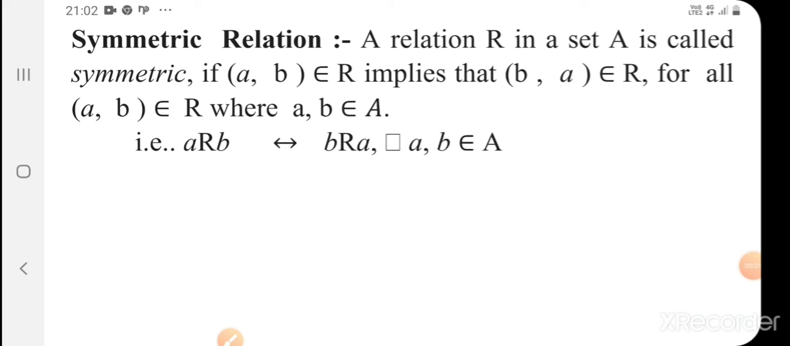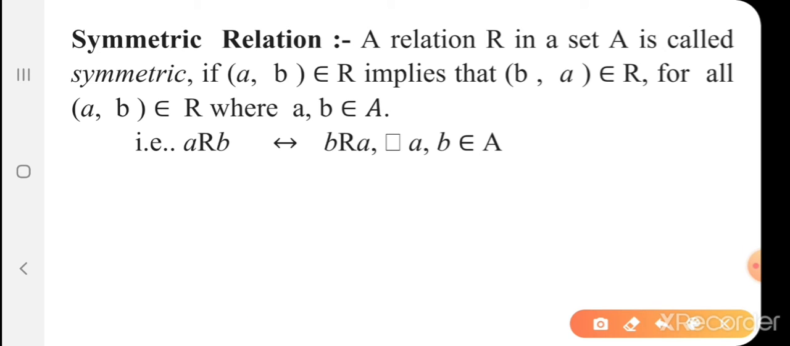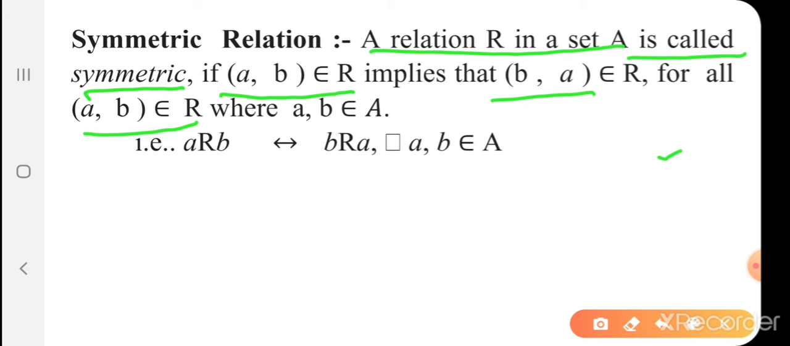Next we discuss the symmetric relation. A relation R in set A is called symmetric if (a, b) belongs to R implies (b, a) belongs to R, for all a, b belonging to A. That is, every ordered pair present in R has its reverse also present. Then this type of relation is called a symmetric relation. That is, a is related with b if and only if b is related with a.